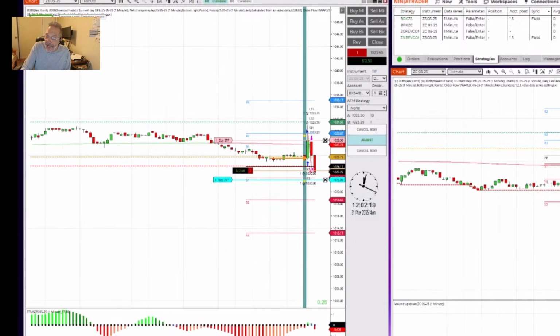Sometimes it looks like it's not going to move, and just when you think it's not going to move, then it starts to do the exact opposite of what you think. It happens. It does happen.